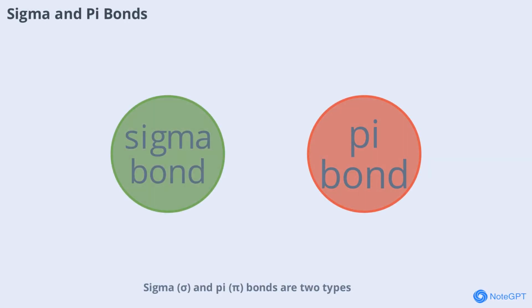Sigma and pi bonds are 2 types of covalent bonds formed by the overlap of atomic orbitals. Sigma bonds are formed by the head-on overlap of orbitals, while pi bonds result from the side-by-side overlap. Understanding these bonds is crucial for predicting the structure and reactivity of molecules.